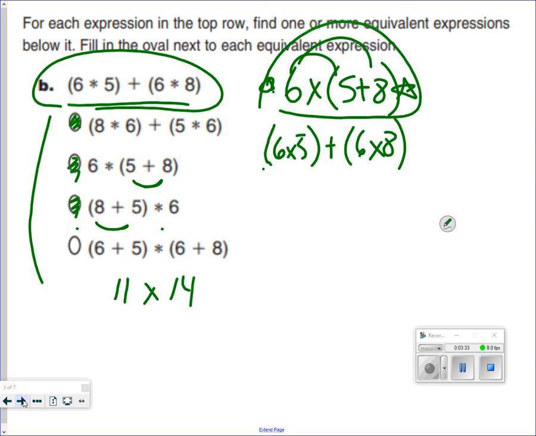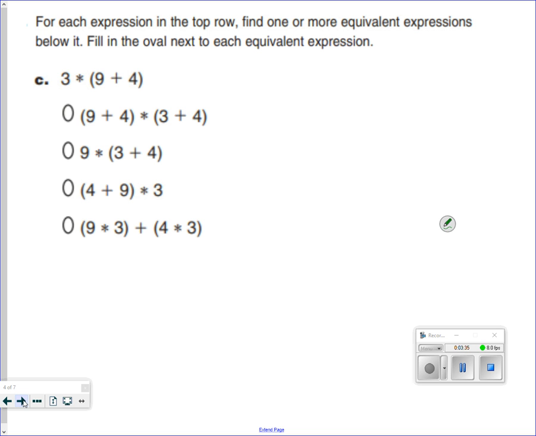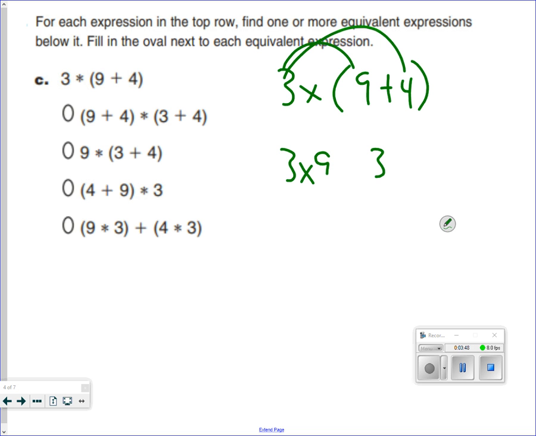Let's take a look at this next problem here. So now we have 3 times 9 plus 4. So before I look at anything, another way to write 3 times 9 plus 4. Well, I can multiply 3 times 9, and I can add that to 3 times 4. And the only reason we're adding in between here is because we're adding inside those parentheses. So, does anything look familiar to these on this problem here? 9 plus 4 times 3 plus 4. This is a trick problem, so this one doesn't work because you're adding inside and multiplying in the middle. We're adding in the middle here.